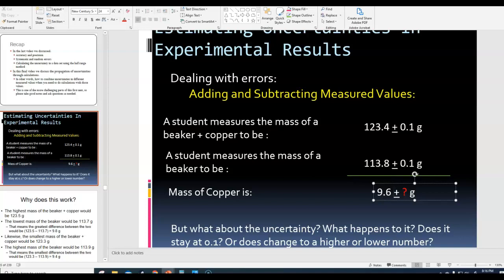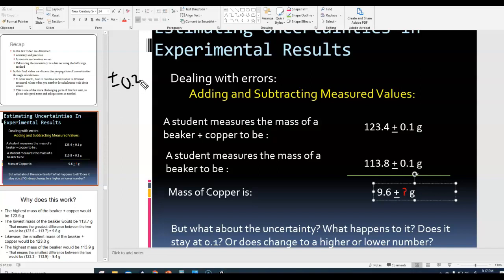The actual answer to the question is that the uncertainty in the mass of the copper is going to be plus or minus 0.2 grams. So the overall uncertainty is going to increase. In fact, the way we got plus or minus 0.2 grams is by adding those two uncertainties, 0.1 plus 0.1. It wouldn't make sense to subtract uncertainties, because if we subtracted these two uncertainties, we would get plus or minus 0, which means no uncertainty, which doesn't make any sense at all.